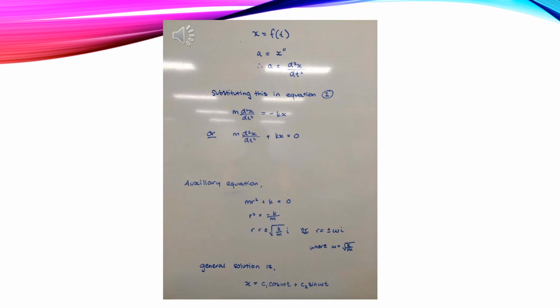Therefore, mass times acceleration equals negative kx becomes a second order homogeneous linear differential equation with constant coefficients, where m is multiplied by the second derivative of x added with kx. This equation is equal to 0. The differential equation yields the auxiliary equation shown. Solving this equation gives r equals plus or minus the square root of k on m multiplied by i. w can be substituted in to simplify the equation. The general solution of the differential equation is as shown.